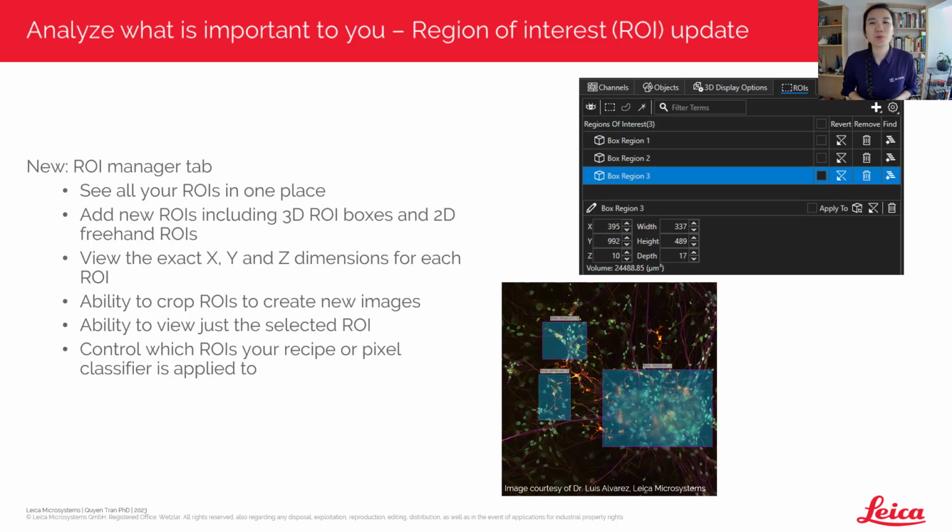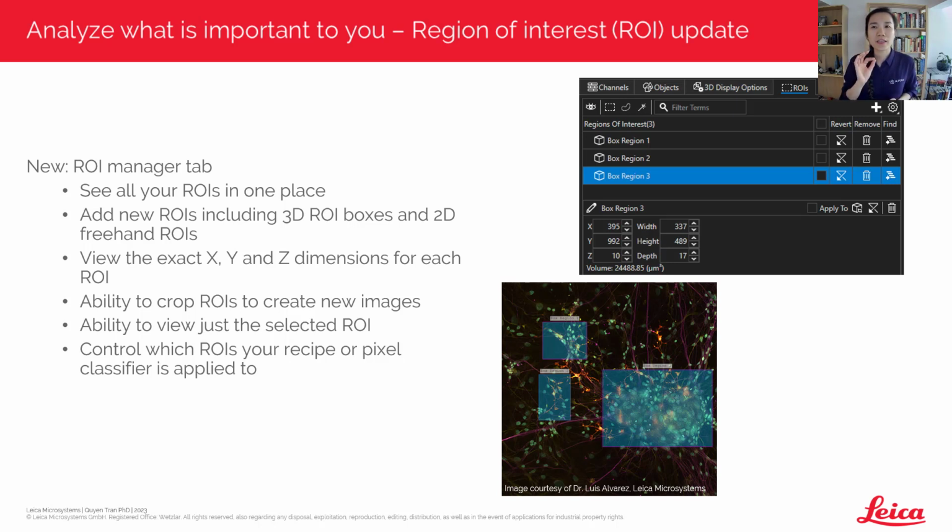Last but not least, we have updated our region of interest tool to help you better analyze what's crucial to you. In Aivia 12, we're introducing a region of interest, or ROI, manager. This lets you see all of your ROI in one place. You can add more 3D ROI boxes. You can draw a freehand 2D ROI. The manager also gives you the exact XYZ dimension as well as the size of your ROI.